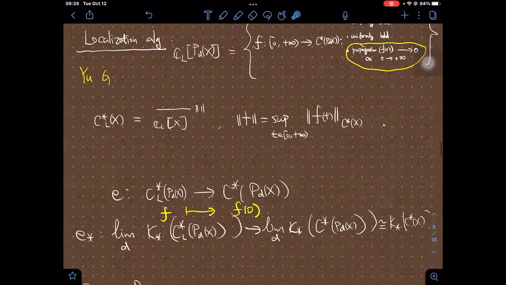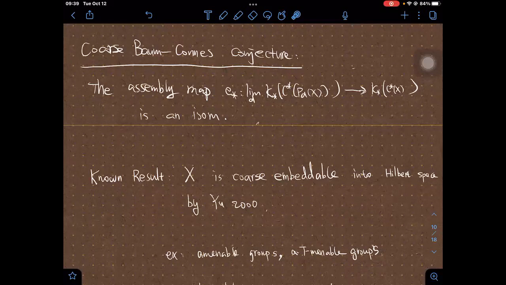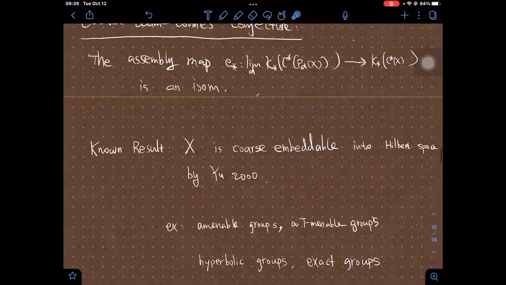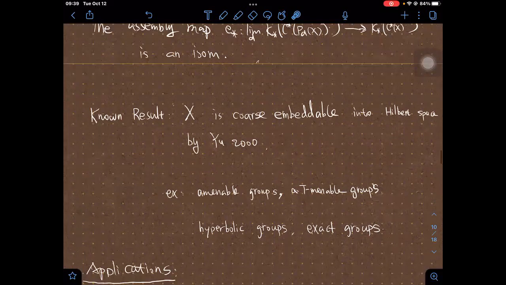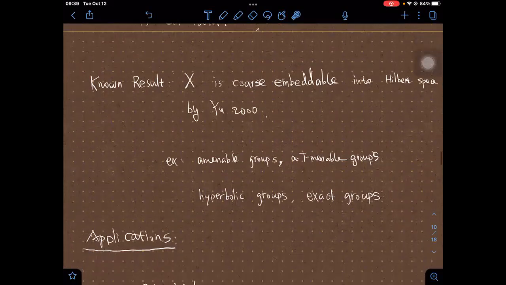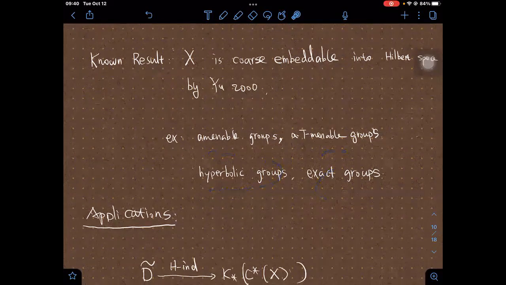Okay, the Baum-Connes conjecture claims that this assembly map is an isomorphism. If you consider the group action, you just add one condition, which is called Gamma-invariant. Then this is called the equivariant Baum-Connes conjecture. Okay, the most important known result for this conjecture is: if X is coarsely embeddable into Hilbert space, then the Baum-Connes conjecture holds. This was a result by Yu in 2000. Examples of groups coarsely embeddable into Hilbert space include amenable groups, hyperbolic groups, and exact groups. I will talk about the definition later.